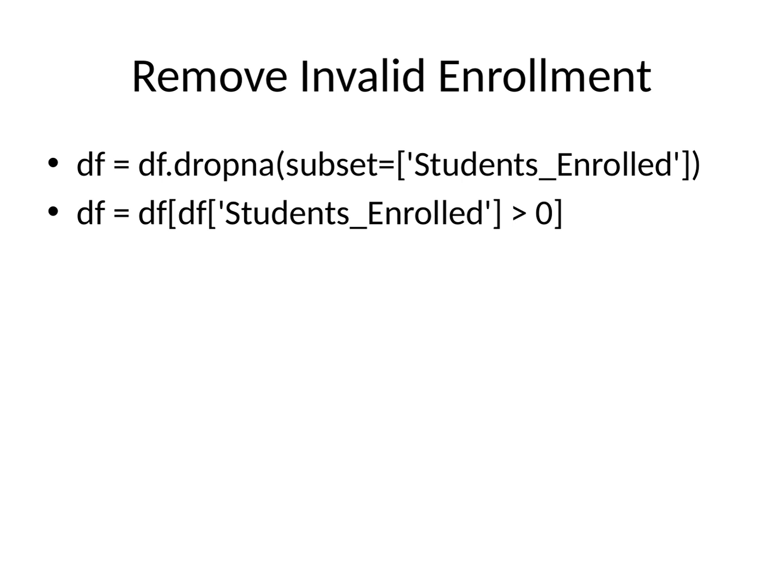Sometimes we have to remove invalid enrollment entries. We do this by first dropping rows where the students enrolled column is missing. In code, that uses the data frame method to remove missing values for that column. Next, filter the data frame to keep only rows where students enrolled is greater than 0. Together, these steps ensure every record has a valid, positive enrollment count. Note that this is only one way to do this, and there can be other methods to do the same. Some more steps and some less steps.